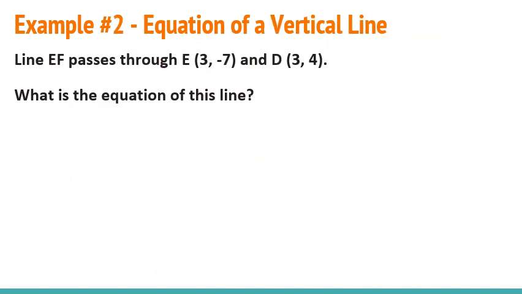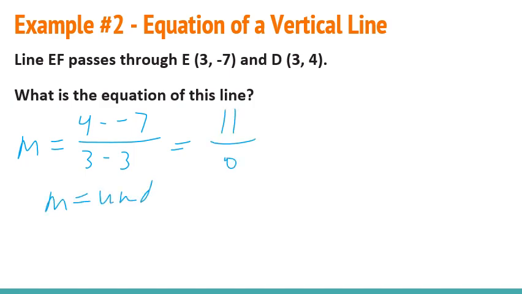All right, now let's see if we can figure out the equation of a vertical line. So we're given line EF passing through 2 new points. Let's do the same thing. Let's find the slope again. So we have 4 minus -7 over 3 minus 3. And what you're going to notice is we get an undefined slope, right? Something divided by 0. We can't divide by 0 in math, so we call that undefined, which again is what we would expect from a vertical line. So far so good. We know this is a vertical line because of that undefined slope.